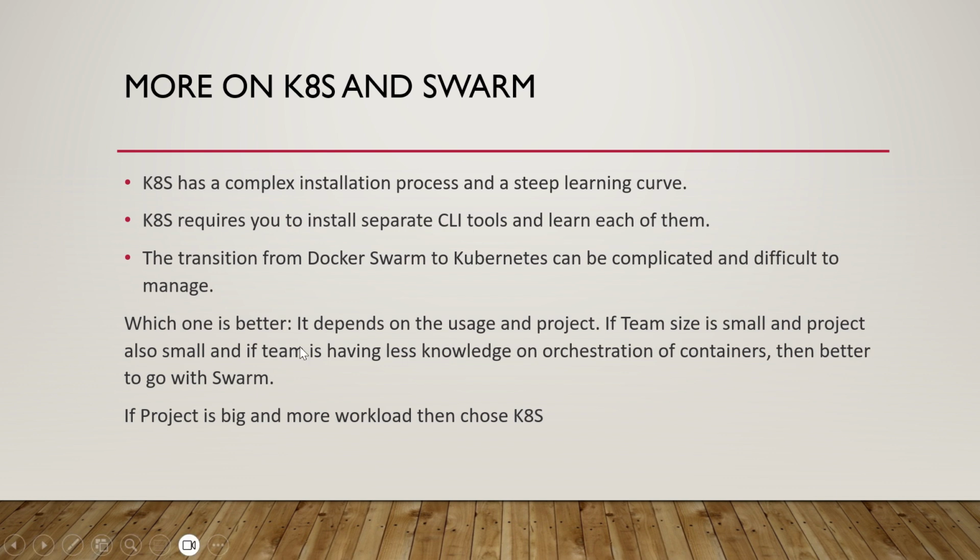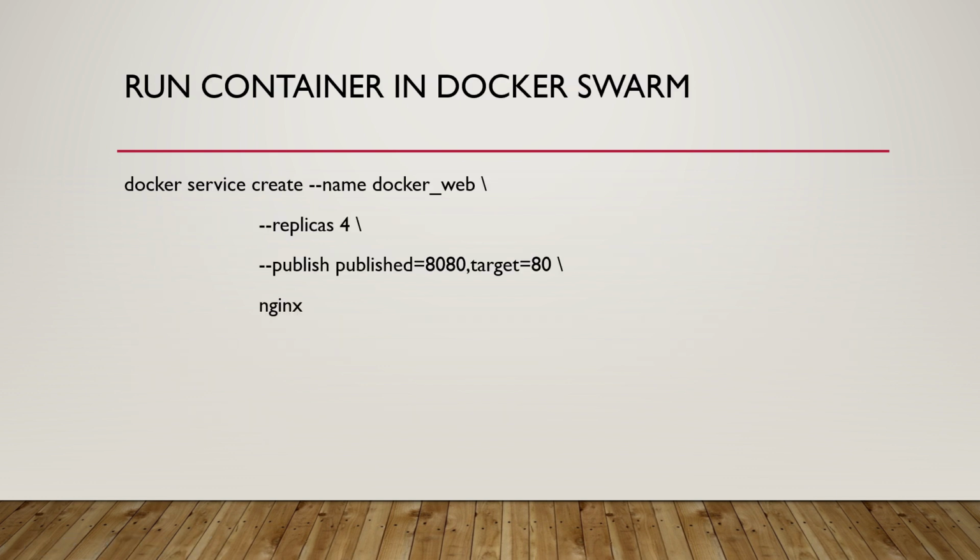So which one is better? If you ask which one to use, it depends on the usage and the project. If the team size is small and the project is also small, and the team has less knowledge of container orchestration, then it is better to go with Docker Swarm. But if the team is big and you have more containers and more workload, then it is better to choose Kubernetes. If the project is big and has more workload, then choose Kubernetes.